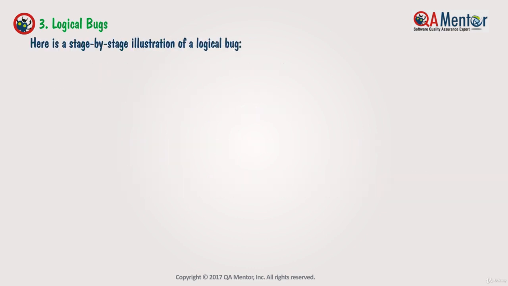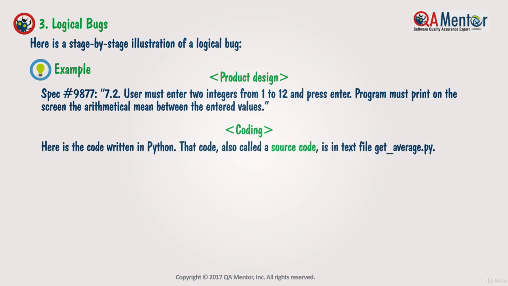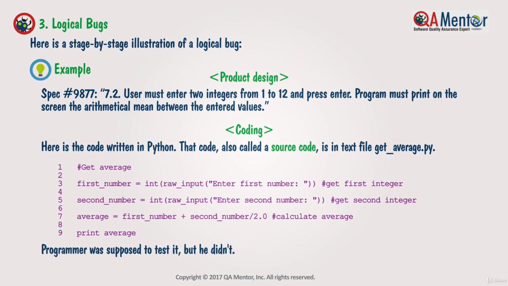Here is a stage-by-stage illustration of a logical bug. Example, product design, spec number 98777.2. User must enter 2 integers from 1 to 12 and press enter. Program must print on the screen the arithmetical mean between the entered values. Coding. Here is the code written in Python. That code, also called a source code, is in text file get_average.py. Programmer was supposed to test it, but he didn't.